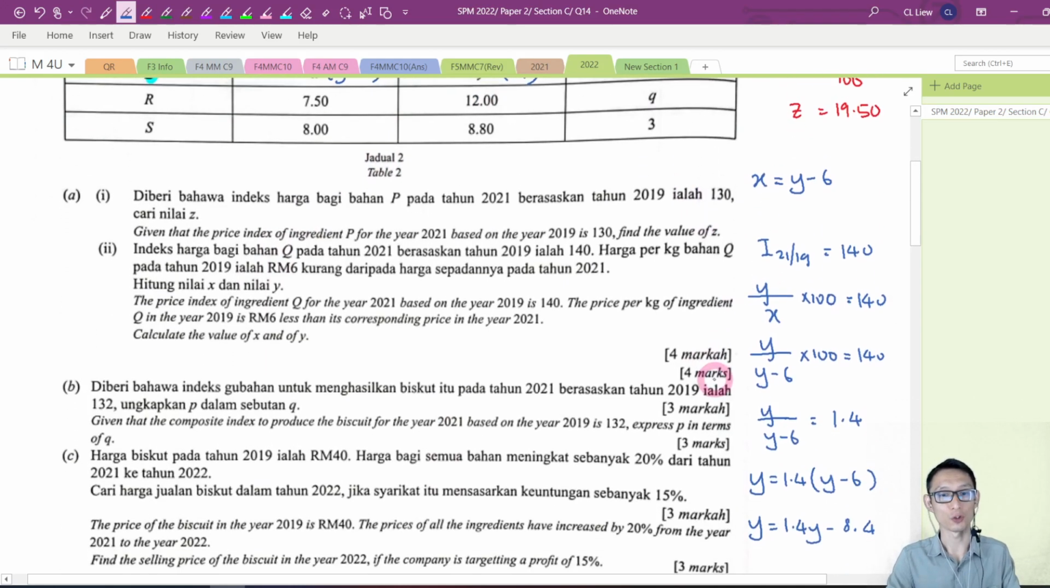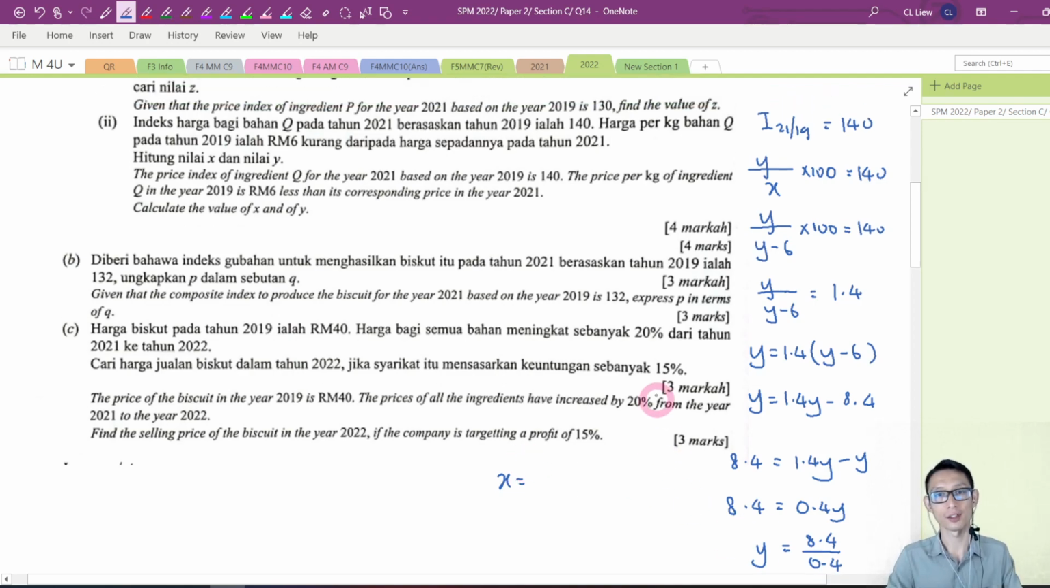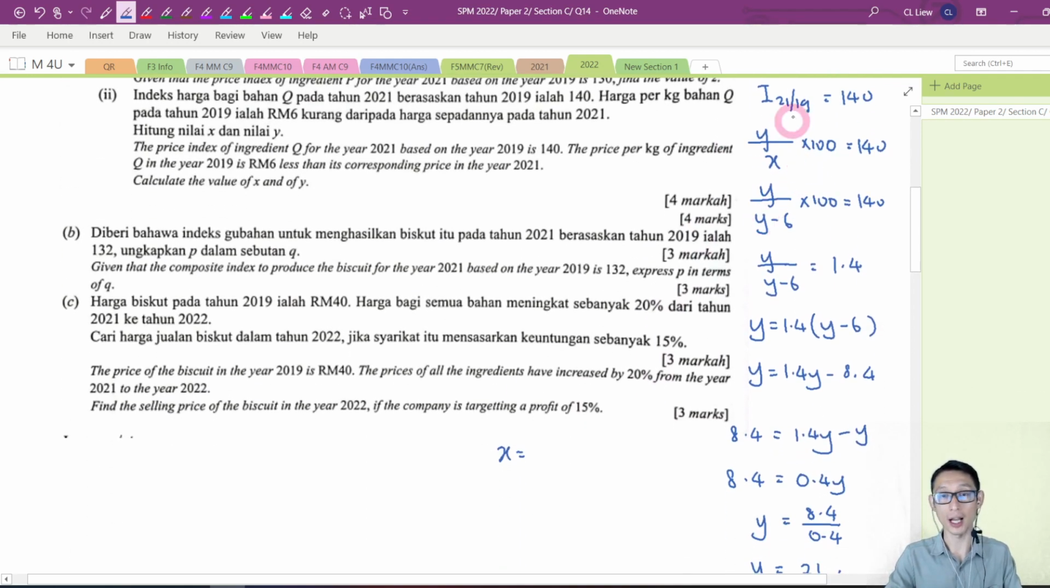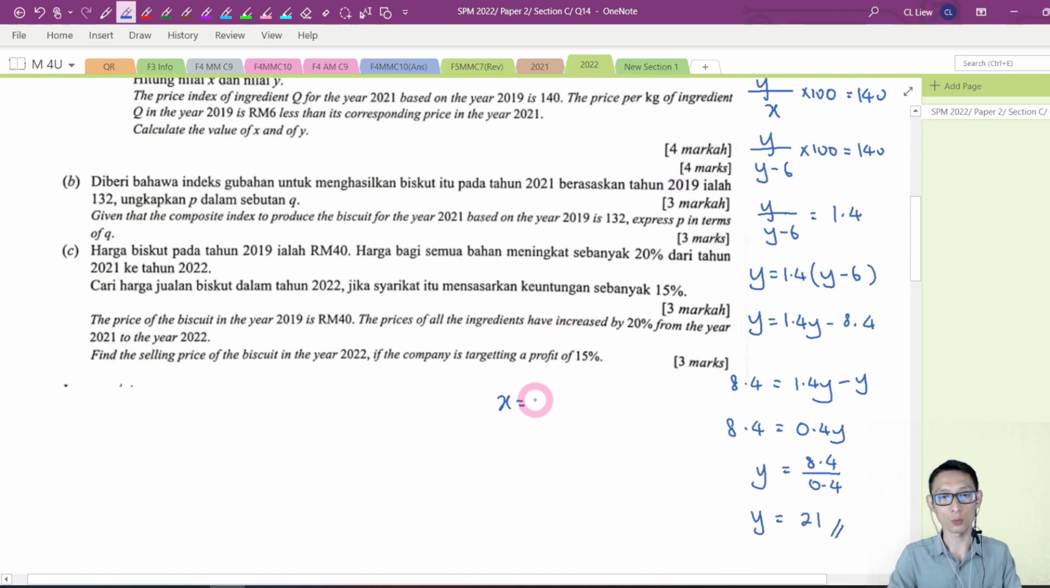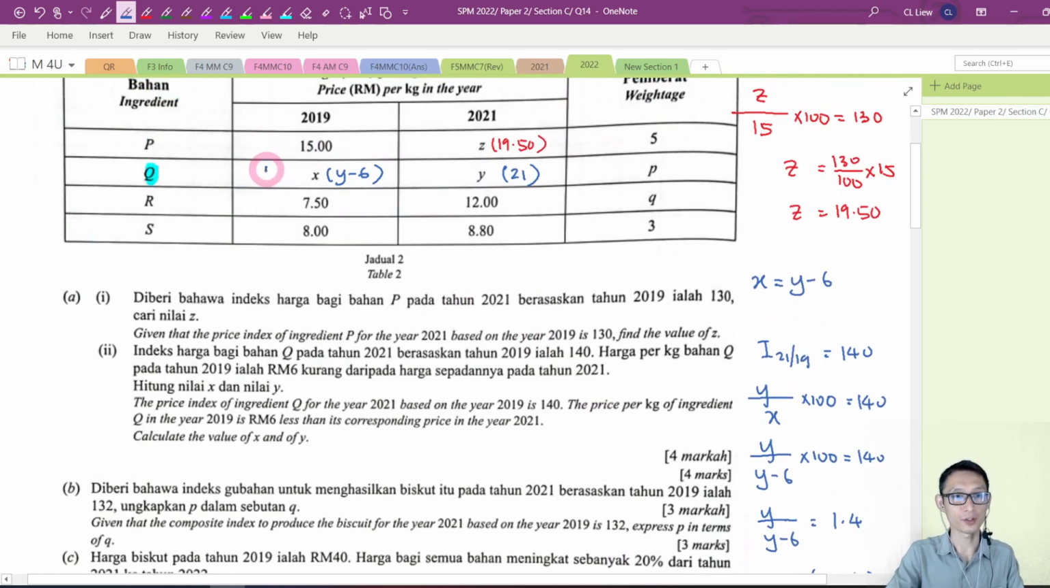So can you get X? No problem, right? Since we know X is 6 ringgit less than this, Y minus 6. So Y is equal to 21, 21 minus 6. So X is equal to 15.